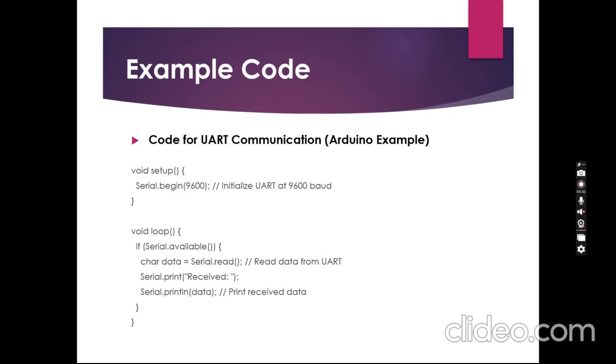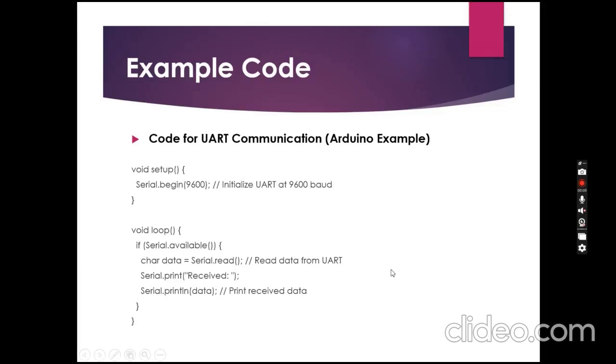The next one is void loop. In void loop, we have a condition if Serial.available. Basically, it checks if there is any data available to read from the serial port. The Serial.available function returns the number of bytes available. The next code is char data = Serial.read. It reads one byte of data from the serial buffer and stores it in the data variable. Serial.print(data) prints the data that we are receiving in the variable.